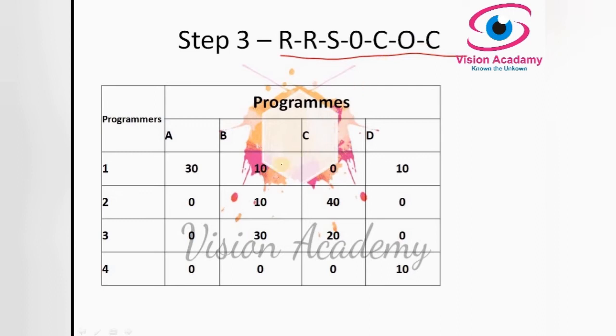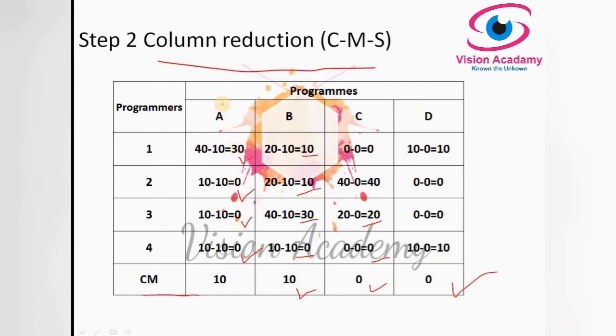So let's do it. If you want to know how this result was obtained, look at here. In the A column, 30, 0, 0, 0.